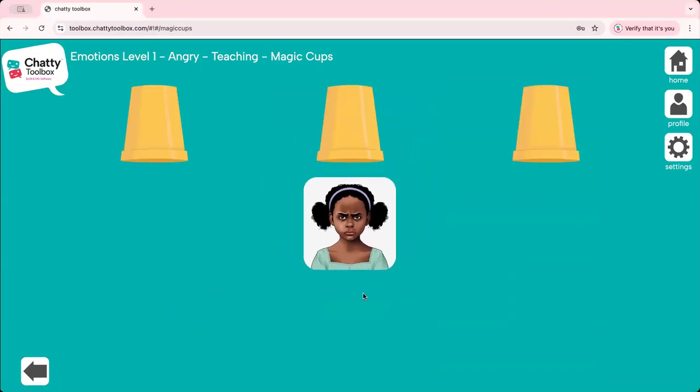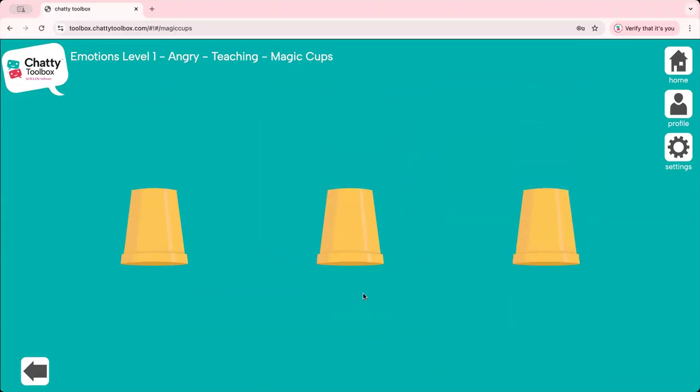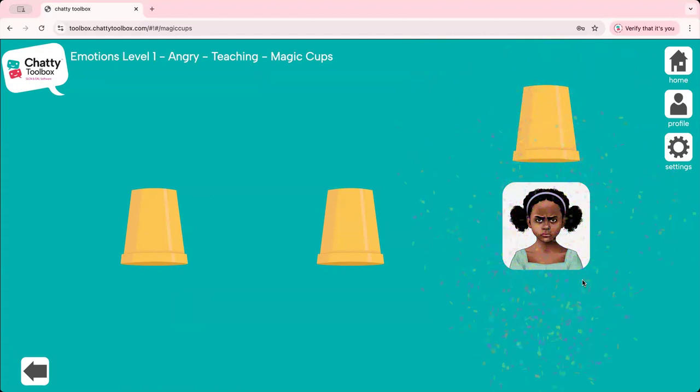Start the game. And what's going to happen now is the picture is going to get covered up. So angry is hidden away. And we've got to watch where angry has gone. So I'm using the word angry a lot, and that's what I'd be doing with a child. So where do we think angry is? And the child's got to guess. I think it's that one. Yeah. And then you get a little puff of confetti.